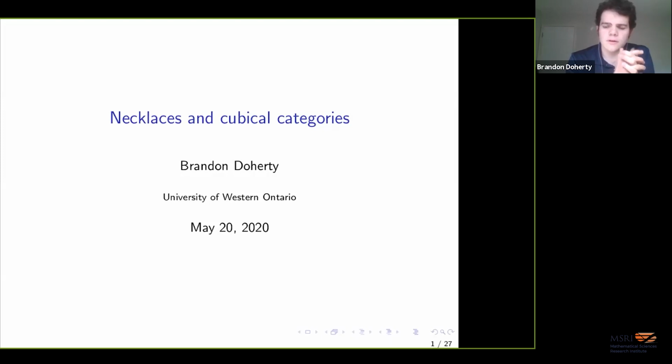So today I'll be discussing necklaces and cubical categories and how the left adjoint of the homotopy coherent nerve functor from cubical categories to simplicial sets can be described in terms of necklaces in simplicial sets.